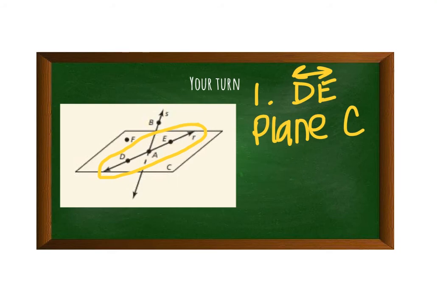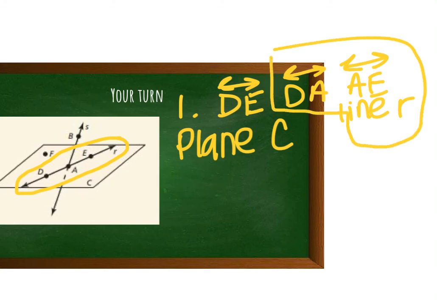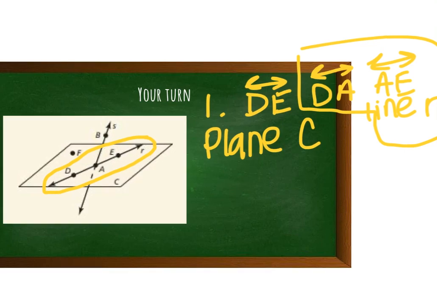We could actually label this a bunch of different things. Since there is another point that it goes through, we could label it DA. We could also label it AE, because as long as it's a line that passes through those two points. We could label it line R. Any of those would suffice as labeling that line in another way.